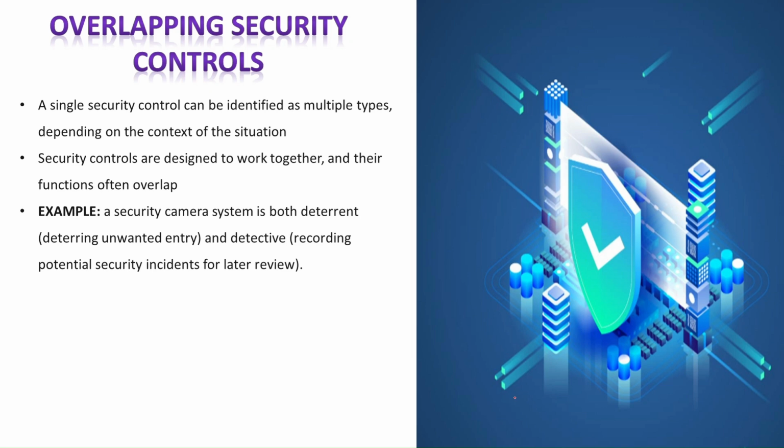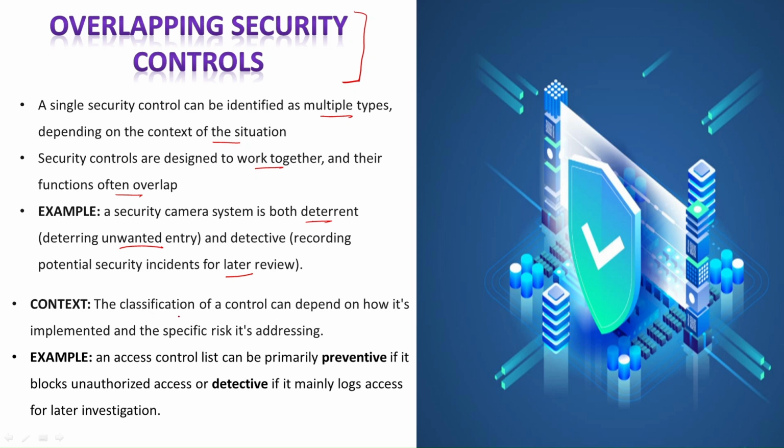So as we saw, the controls are basically overlapping. A single control can be included in multiple control types, so a single control can be identified as multiple types depending upon the context of the situation. For example, security controls are designed to work together and their functions often overlap. A security camera system is both deterrent, deterring unwanted entry, and detective, recording potential security incidents for later review.